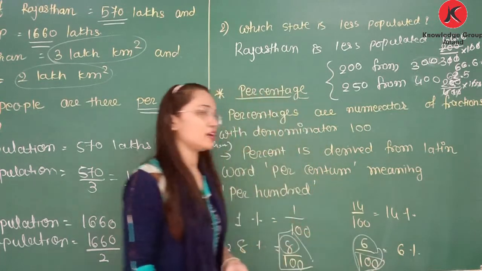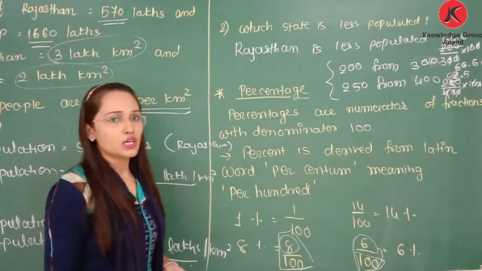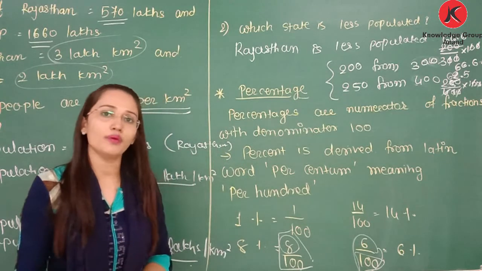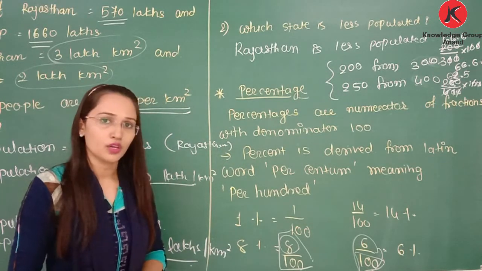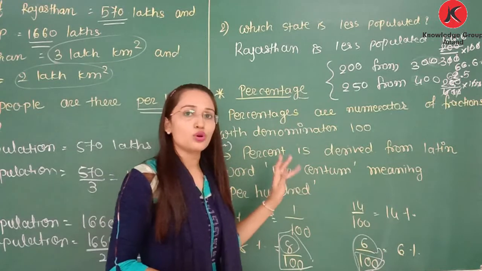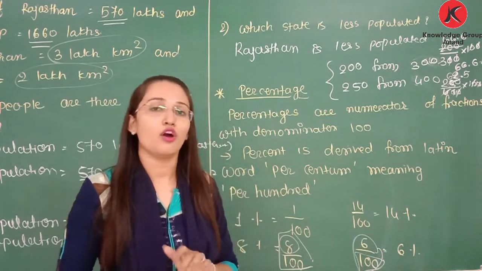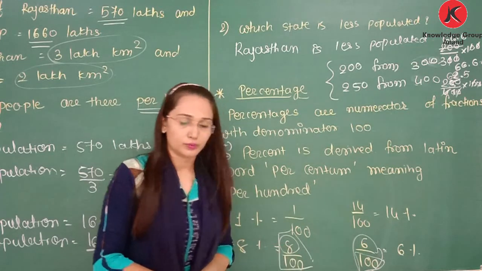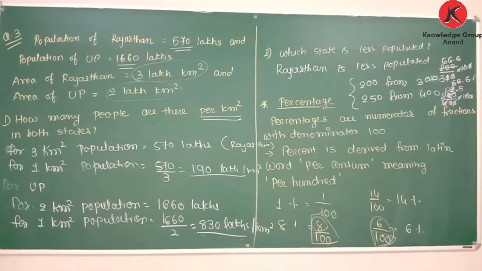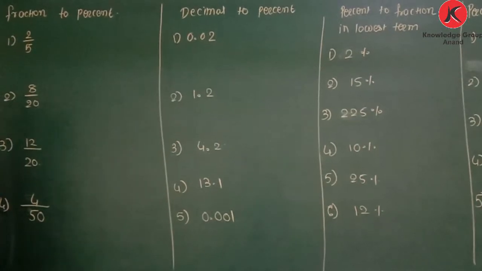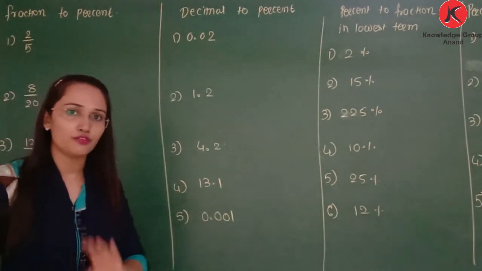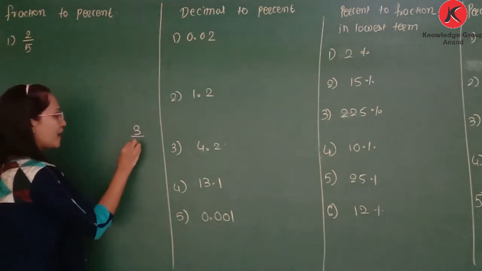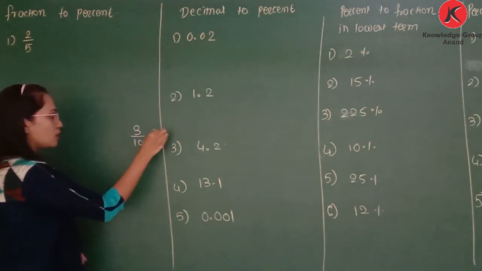So this way we can find the percentage. Percentage is the numerator of a fraction with the denominator 100. When the denominator is 100, we get the percentage. So percentage is another method of comparing two quantities whenever this kind of situation is there. As we learned, if the denominator is 100, we can write the numerator as a percentage. If we have 3 by 100, we can directly write it as 3%.